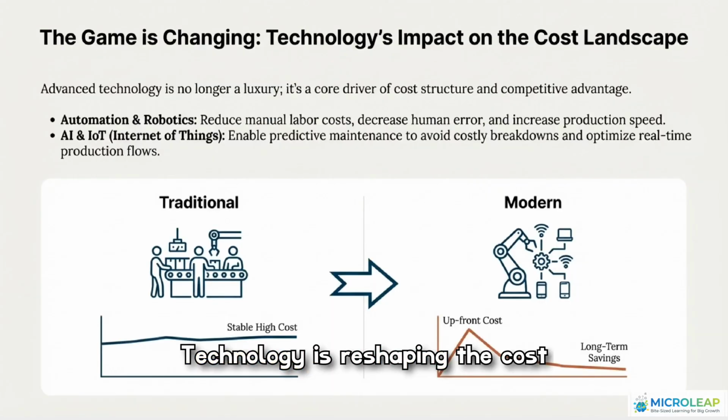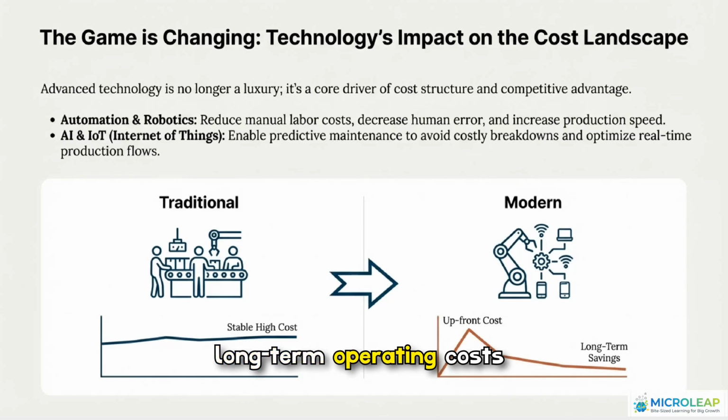Technology is reshaping the cost landscape. Traditional models show stable high costs, while modern adoption of automation, AI, and IoT brings higher upfront investment, but much lower long-term operating costs through reduced labor, predictive maintenance, and optimized production flows.